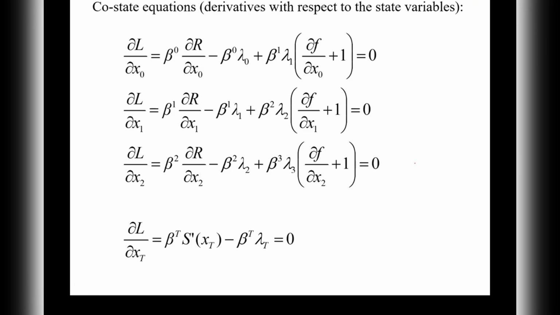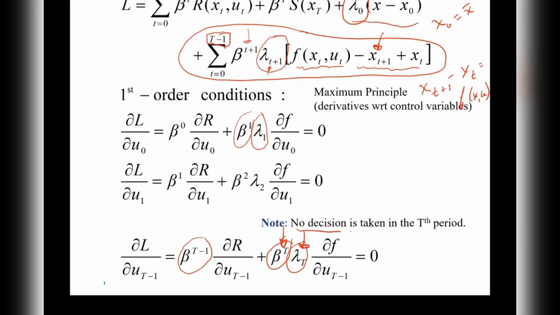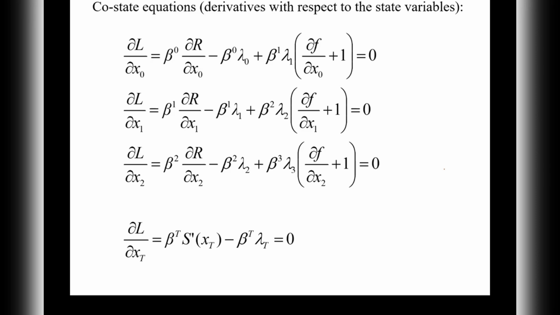The co-state equations, notice that we're calling these the co-state equations, are the ones where you take the derivative with respect to the state variable. And there's a state variable in every period up to and including T in this case. Now in the previous case, you'll notice that no decision is taken in the Tth period, because you don't have a u subscript big T. But here you're looking at each of the state variables, and they run from x0 all the way down to xT, whereas the decisions run from u0 to uT minus 1.